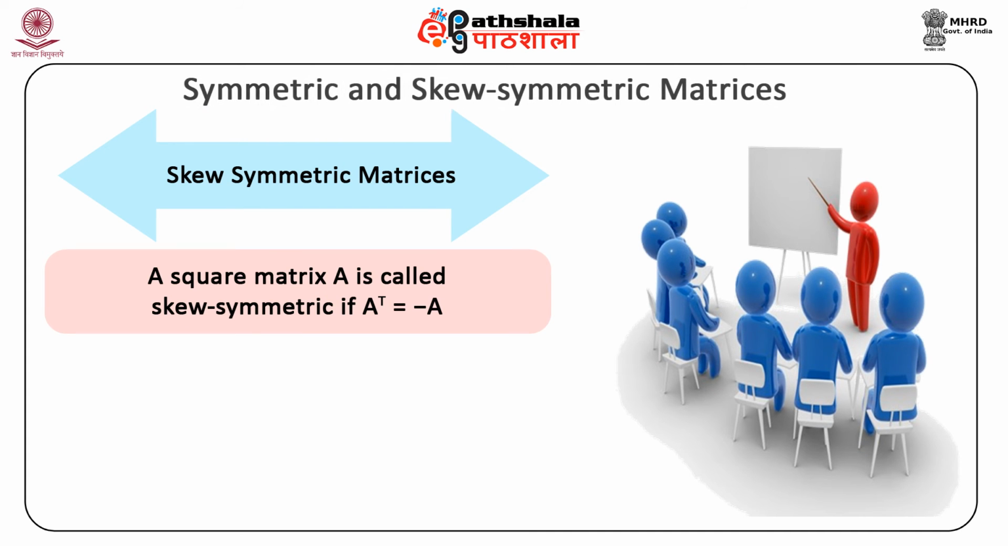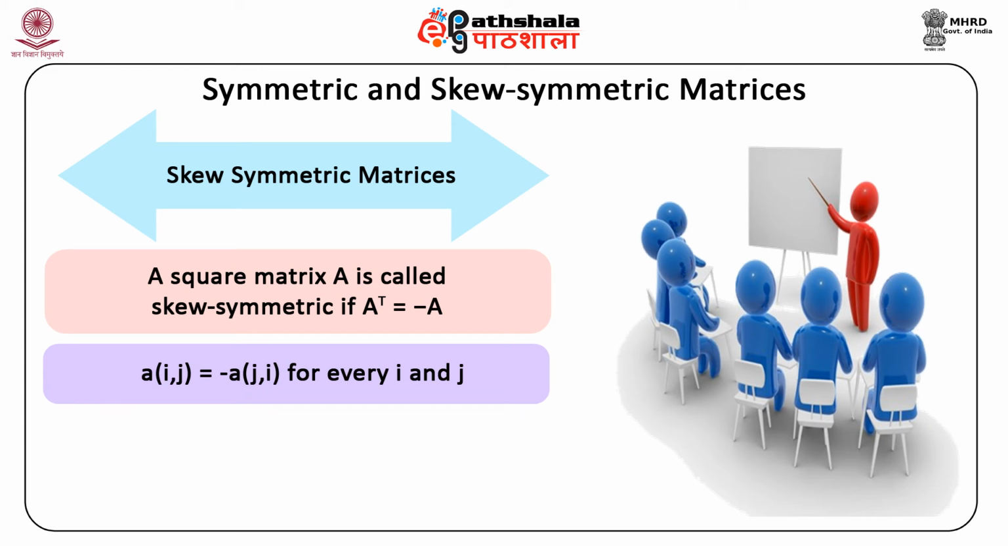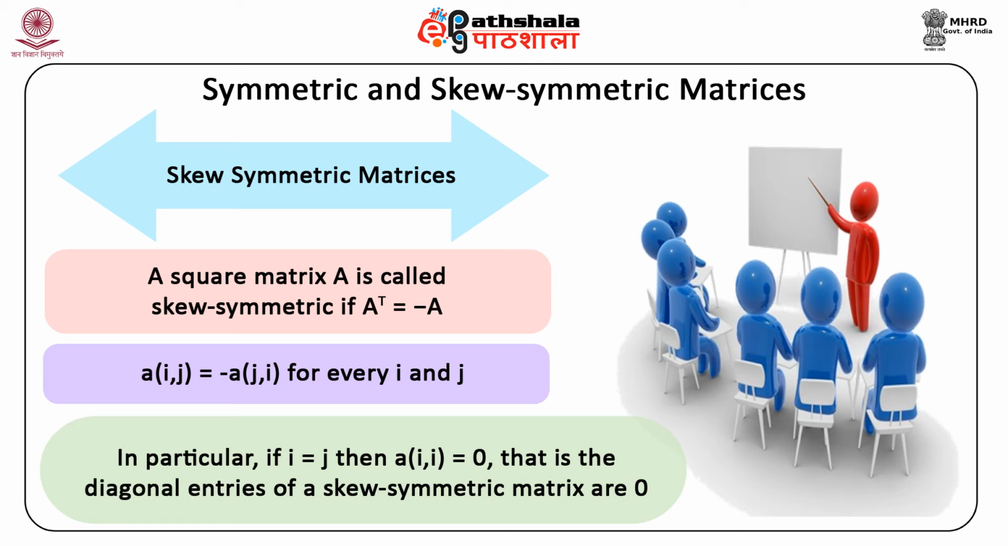Skew-symmetric matrices. A square matrix A is called skew-symmetric if A transpose is equal to minus A. That is, Aij is equal to minus Aji for every i and j. Note: in particular, if i is equal to j, then Aii is equal to 0. That is, the diagonal entries of a skew-symmetric matrix are 0. Every square matrix is the sum of a symmetric and a skew-symmetric matrix.